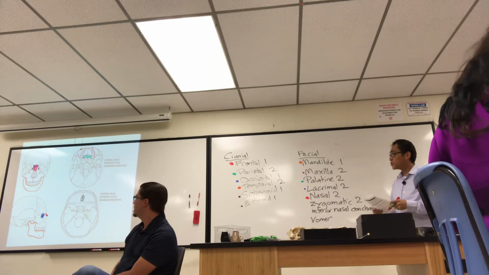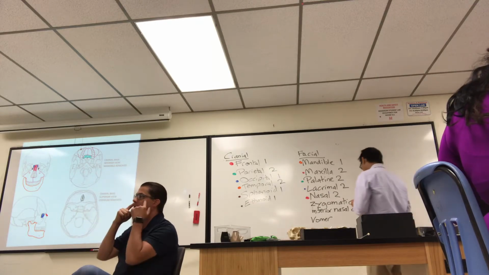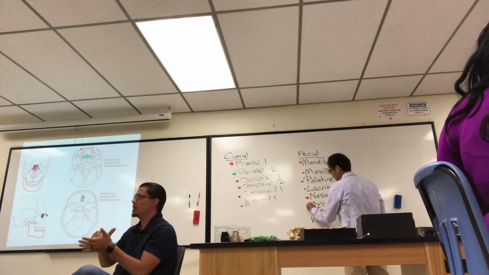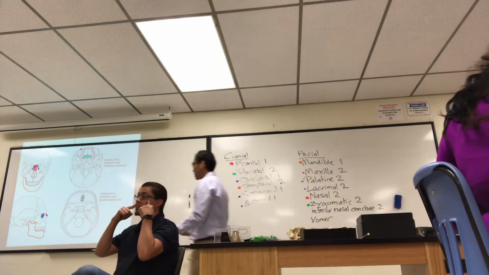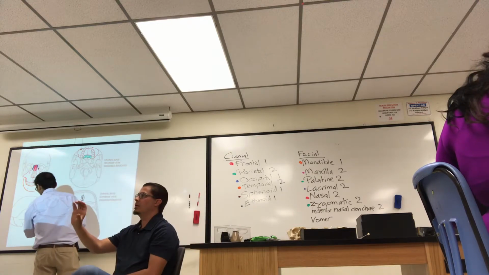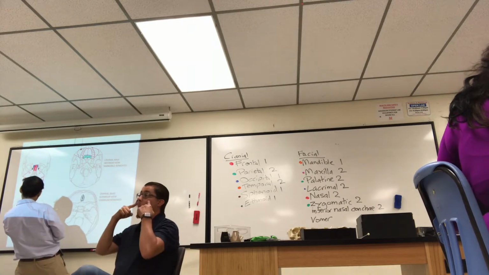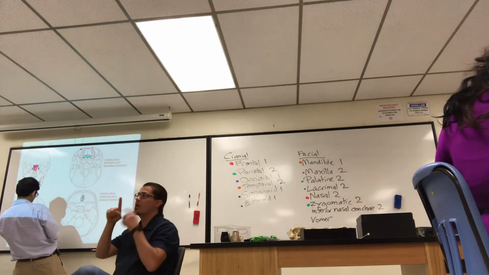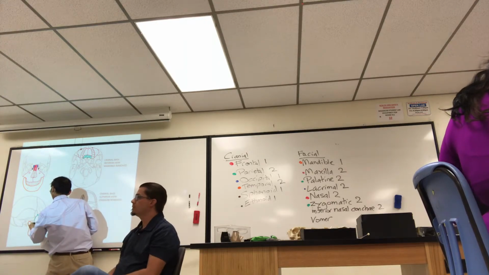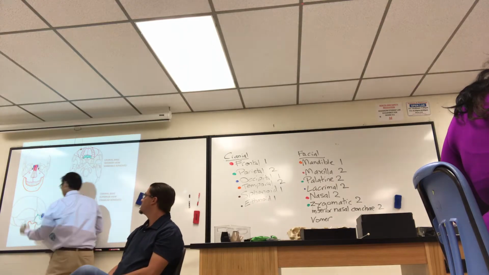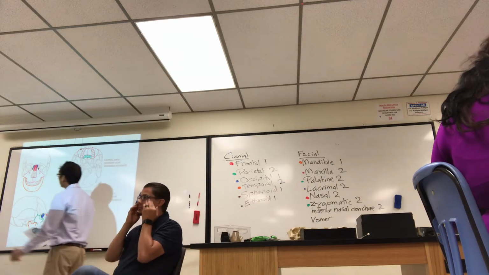The zygomatics are your cheekbone. I'm going to use green again. From the side view, you can see your cheeks quite easily right here. That's your cheekbone from the side. And from the front, right here.